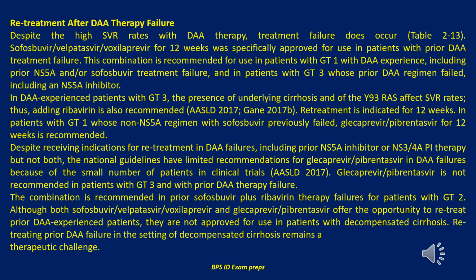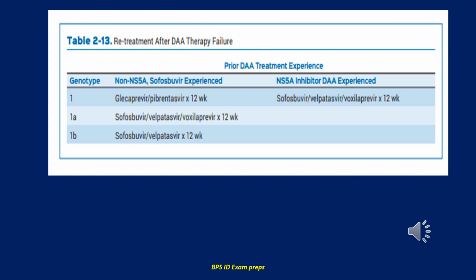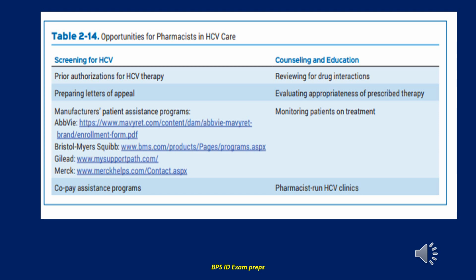Although both sofosbuvir plus velpatasvir plus voxilaprevir and glecaprevir plus pibrentasvir offer the opportunity to retreat prior DAA-experienced patients, they are not approved for use in patients with decompensated cirrhosis. Retreating prior DAA failure in the setting of decompensated cirrhosis remains a therapeutic challenge. Pause the video and carefully scrutinize Table 2-13 summarizing retreatment after DAA therapy failure. Pause the video and carefully scrutinize Table 2-14 illustrating opportunities for pharmacists in HCV care.